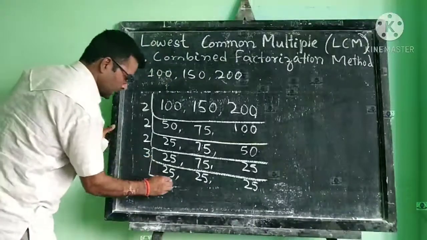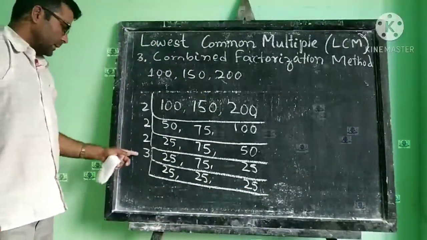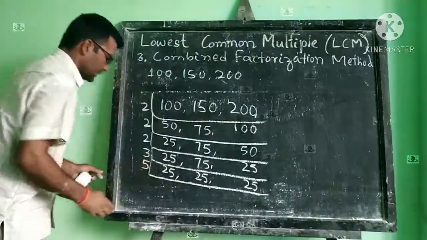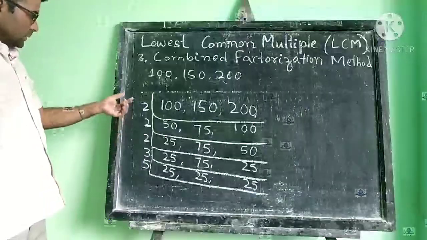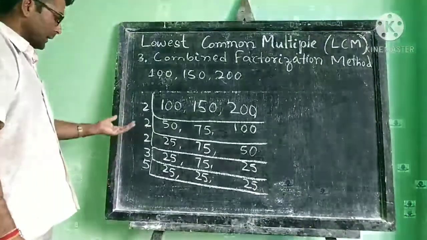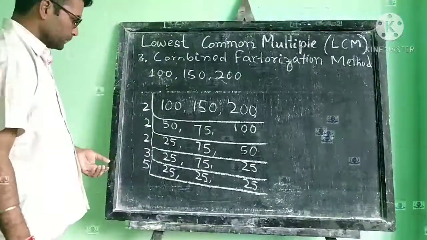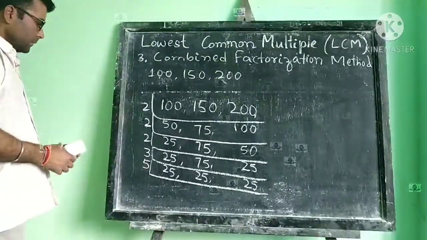Now after this, all three numbers are not divisible by 2 and 3, so it is divisible by 5. Actually, why are we taking these? Because these all are prime factors. You have already learned how to find prime factors using the Sieve of Eratosthenes. I have already told you. So these are the prime factors.